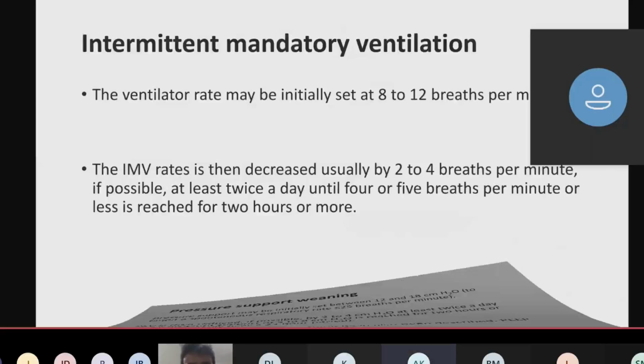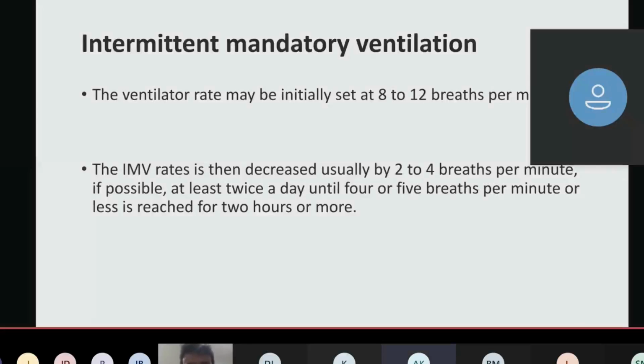So what is this intermittent mandatory ventilation? So we always know that SIMV or synchronized intermittent mandatory ventilation is one of the weaning modes. But I have been using this when I was doing my post graduation during my anesthesia days. But once I started ICU practice, we never used SIMV. Though there are some advantages, this mode has some disadvantages as well.